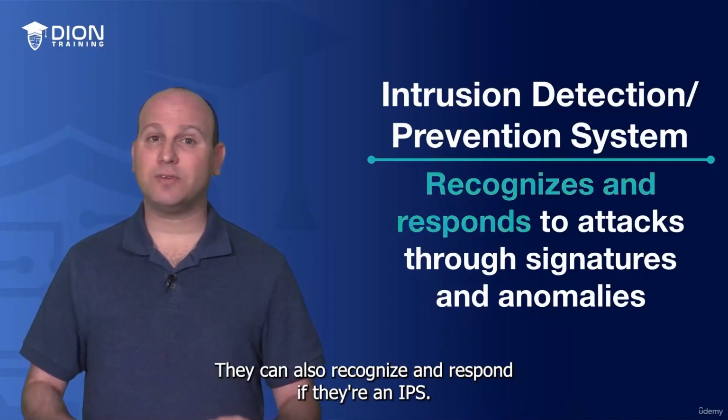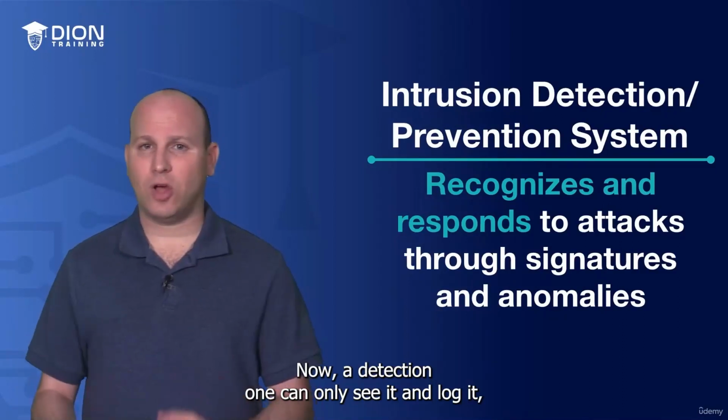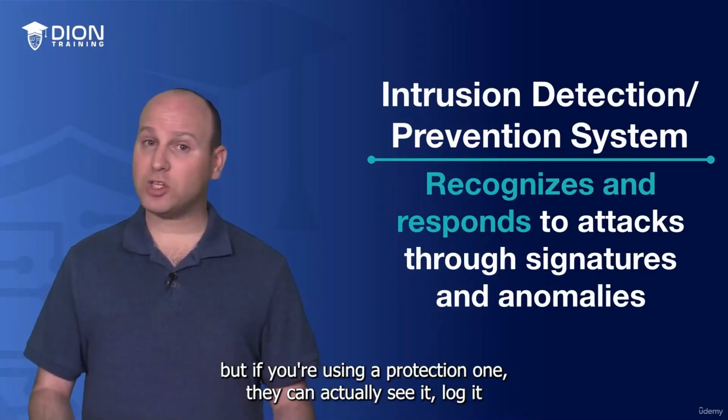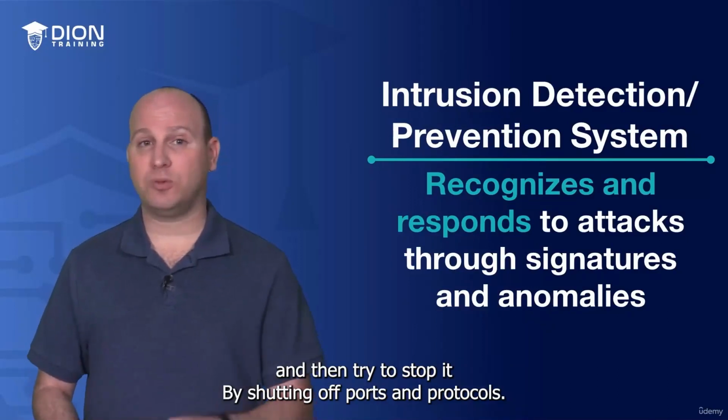They can also recognize and respond if they're an IPS. Now, a detection one can only see it and log it. But if you're using a protection one, they can actually see it, log it, and then try to stop it by shutting off ports and protocols.